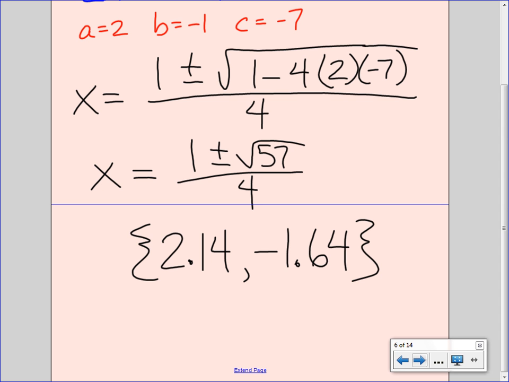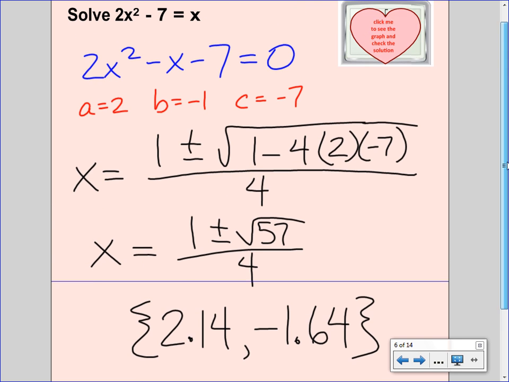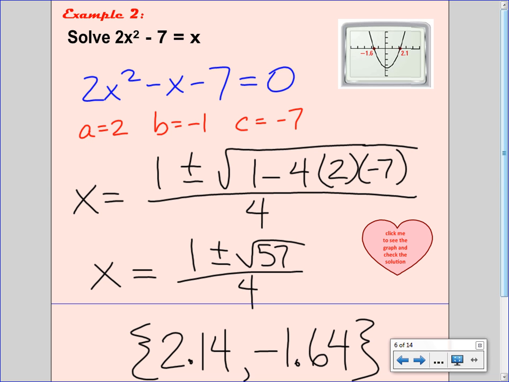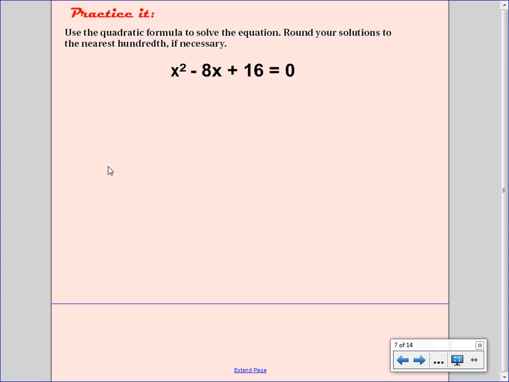Alrighty, how can we confirm that? Plug it in. That's a good option. Remember, if you do plug it in, it's only going to be close, but it should be within about 100th or so. Or what else could you do? You can also graph it, and if you graph it, you can also confirm that it's about negative 1.6 and about 2.1. Got the process? Okay? All right, if you've got it, then you try it.